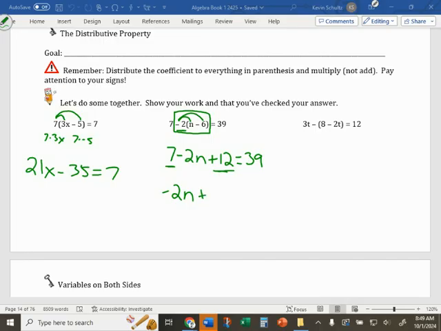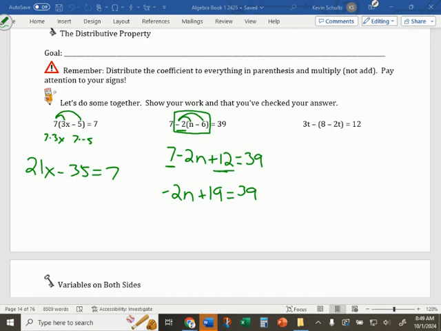Our equation becomes negative 2n plus 19 equals 39, and I just got chills because we have a two-step equation. I know exactly what to do from here. Why wouldn't it be 19 minus 2n? Would that make a difference?